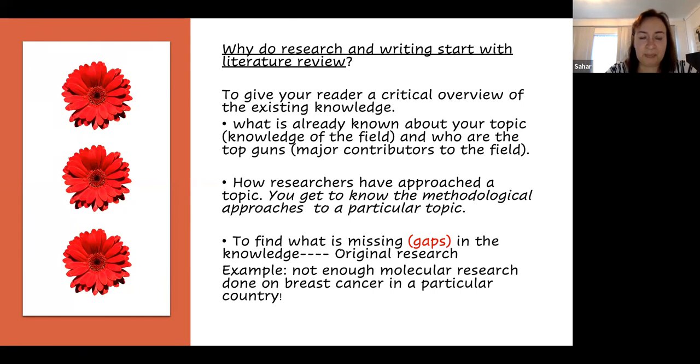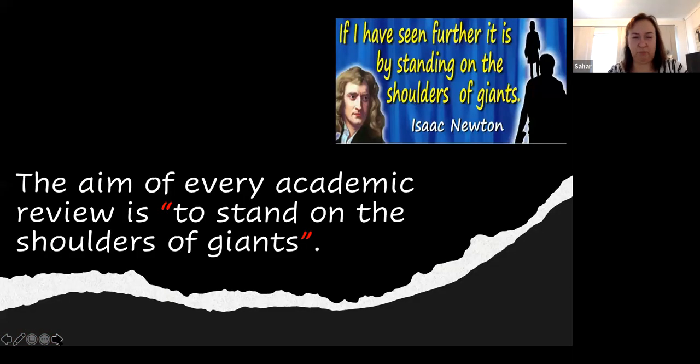So find the gaps in the knowledge and find points that have not been approached by other researchers, because pointing out the novelty in your research also makes it publishable. The aim of each academic literature review is to stand on the shoulders of giants, because that is how you can see clearer. You are taking all that written literature, and then you're analyzing it to come up with your own conclusion.